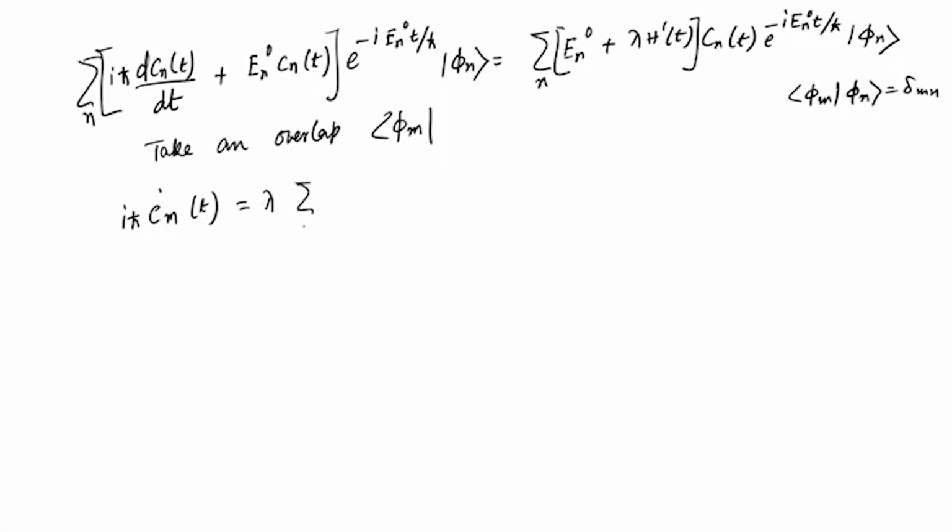and C_n(t) exponential i (E_m^0 minus E_n^0) t over h cross, and then you have to take the overlap of h prime in between phi_m and phi_n, which are the eigenstates of the problem. So, this is the equation that we wanted to get at, and we are really doing first order in lambda.